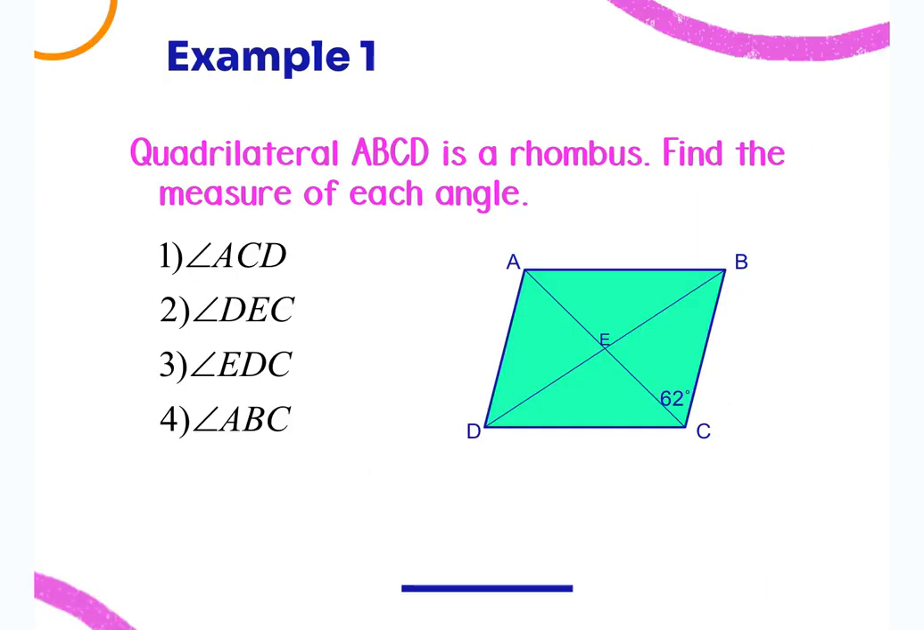Okay, so example 1 says quadrilateral ABCD is a rhombus. Find the measure of each angle. So if it's a rhombus, obviously we know all the sides are congruent and all that stuff, but now we also know that the angles, these are congruent and they are bisected. So this guy equals this guy, which is going to be the same over here. This would be 62, this would be 62, this would be 62, which answers ACD is 62.